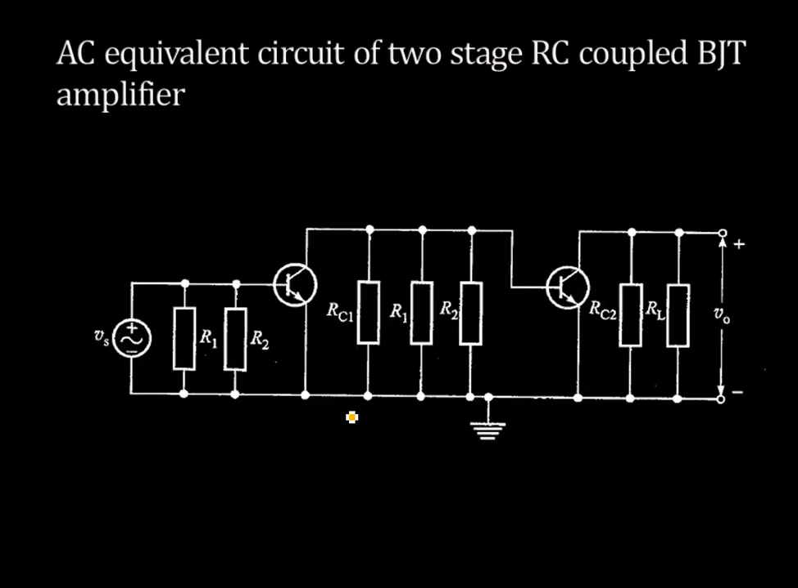So for that, the AC equivalent of the two-stage RC coupled BJT amplifier, which we have seen just now, is drawn here. You can see R1 and R2 are the voltage divider resistors. You can see these are in parallel. Then the transistor, then RC1, and again after RC1 there is R1 and R2, which is the voltage divider bias arrangement for the next amplifier stage, then RC2 and RL. We have just redrawn the previous circuit as AC equivalent, where we shorted the DC sources to ground, and also the capacitors are considered as short circuit in the mid frequency range.